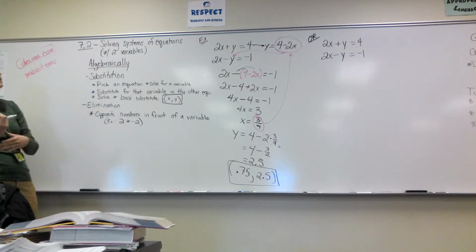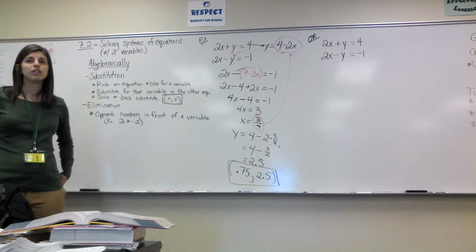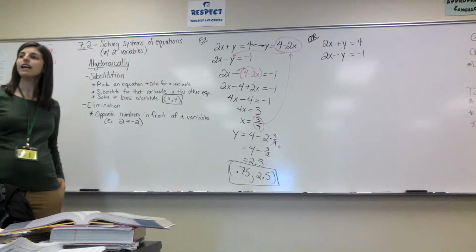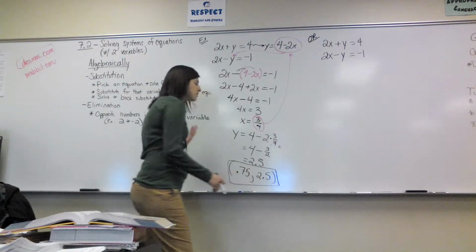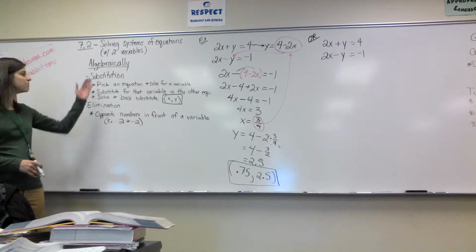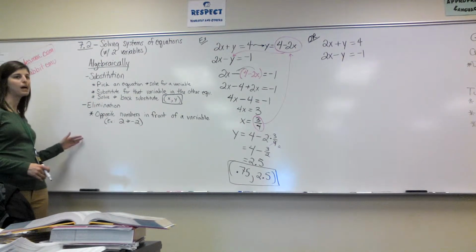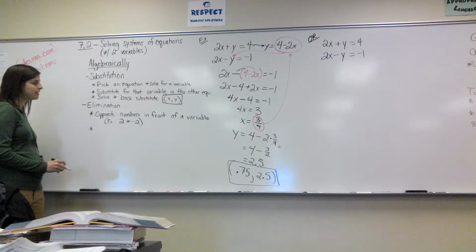Here we go. Do we have opposite numbers in front of any of our variables? Yes, y and -y, 1y and -1y. So we're ready to move on. Sometimes that's done for you. Maybe that's a little bit of a hint as to which method will be easier for a problem. So opposite numbers in front of one of your variables.